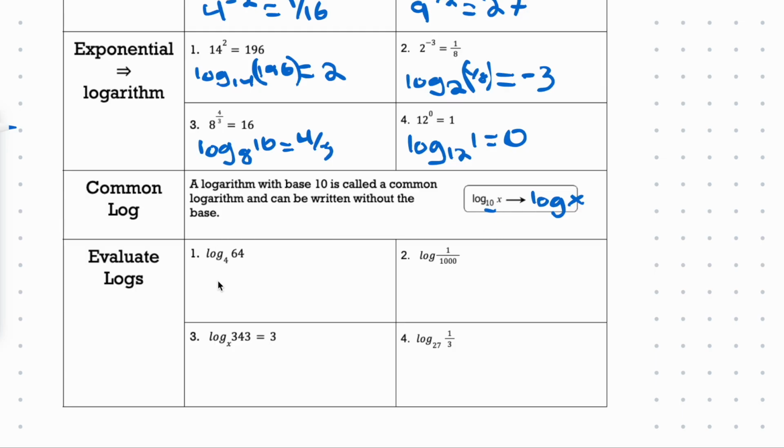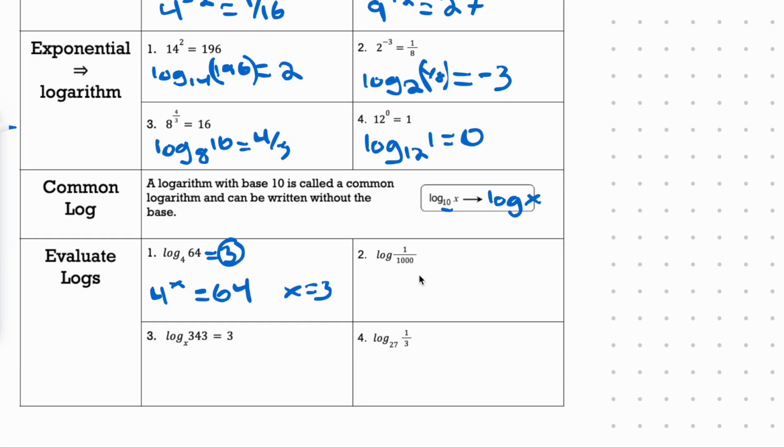Okay, so now we're going to start evaluating logs. Here, I just go straight to exponents. This is how my mind works. So I think, 4 to what power x equals 64? Well, 4 squared is 16. What about 4 to the third? 4 to the third is 4 times 4 times 4, which is 16 times 4, which does equal 64. So x is going to be equal to 3. So I'm going to say this equals 3.